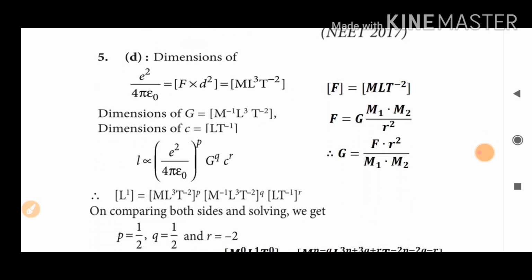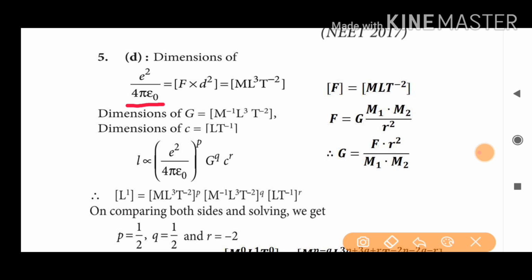Dimension. So you have to form a quantity of dimension of length. The dimension of this quantity, e square by 4 pi epsilon naught, how do you get it?